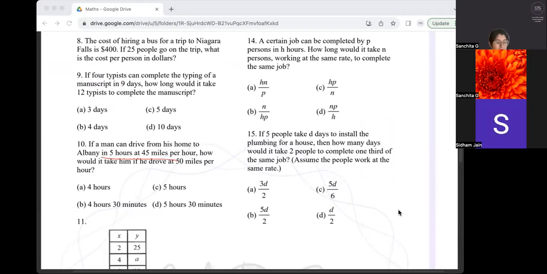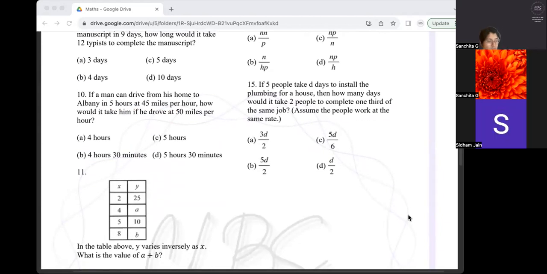Same. Multiply 5 times 45 is equal to x times 50. Clear? So I'll get 4.5. Second option. Good.